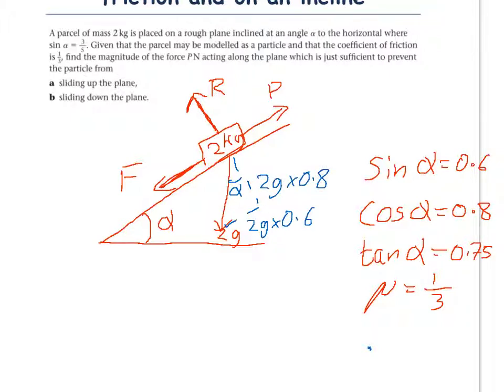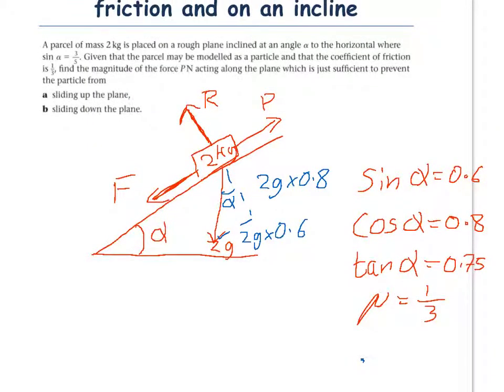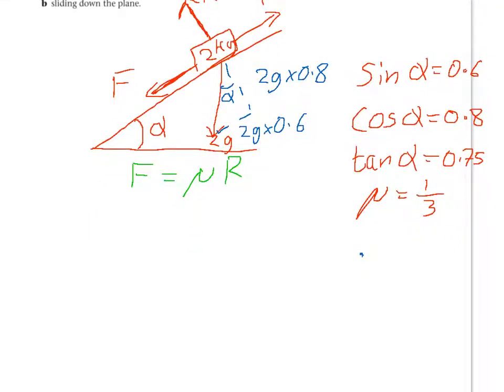Now, remember, we're looking at a rough plane, so that means we're going to have to look at friction. So the first thing we need to do, before we can find out what P is, is find out what F is. So we need to find out what the friction max is. And remember, friction is calculated by friction equals coefficient of friction times the normal reaction. So the first thing we need to find is the normal reaction. So if we look at the forces in that direction first.